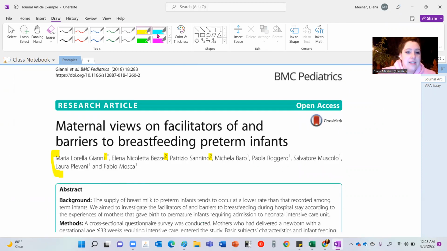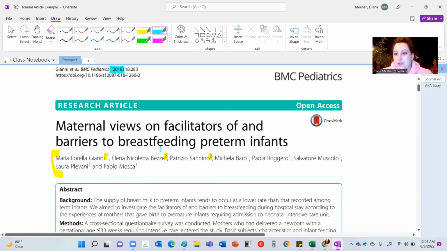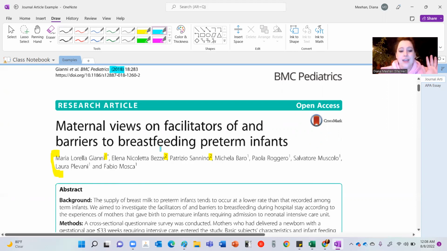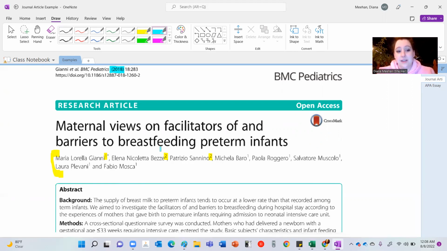We have the date of publication up here. So this was published in 2018. Remember, within the 5-year span is the most credible because things change so much. Psychology is such a fast-paced discipline, and we learn new information daily. So within the last 5 years of today's date is typically the most credible.